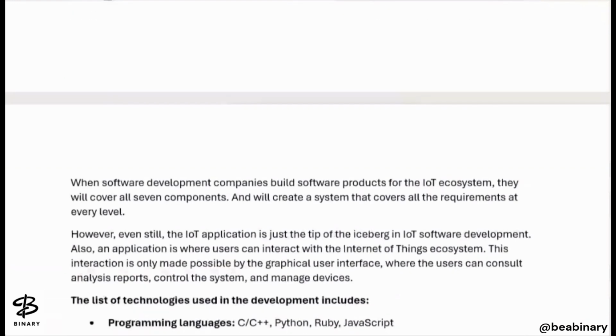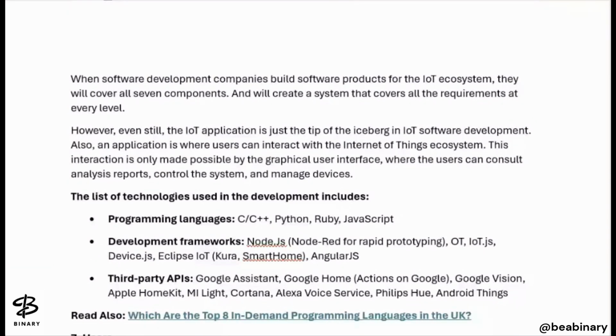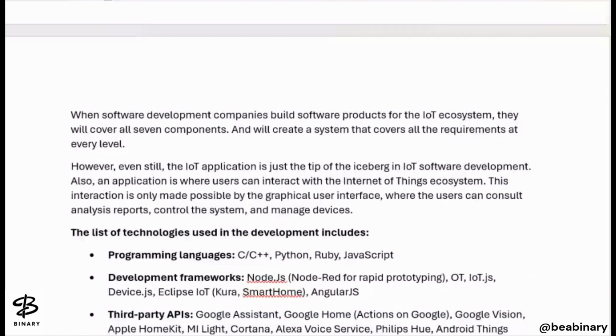Another component is basically the devices or the applications. So when software development companies build software products for the IoT system, right? If we are talking about the IoT ecosystem, when software development companies are building a particular software product, they will cover all the 7 components. They have to cover all these 7 components and will create a system that covers all the requirements at every level. Because in applications, we have already discussed what we have covered.